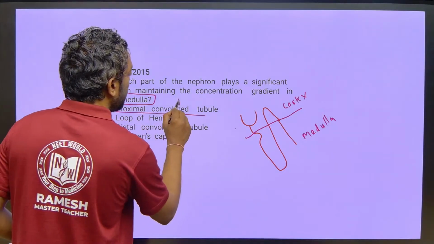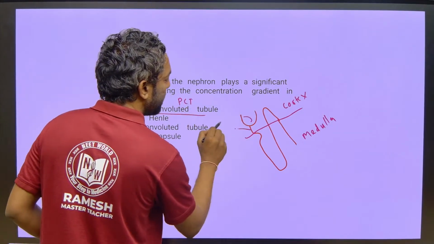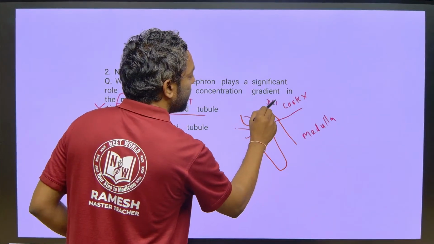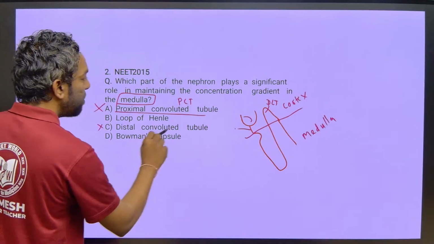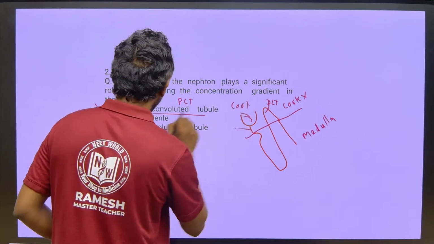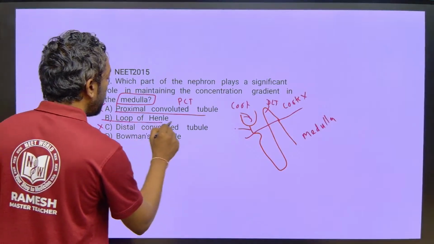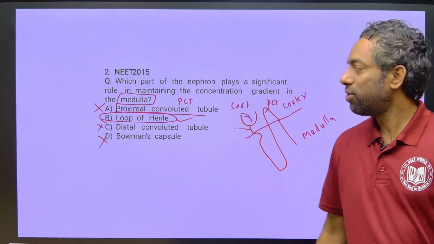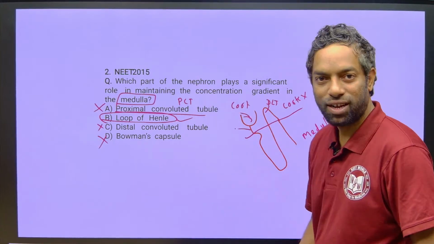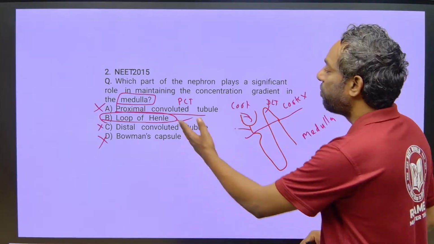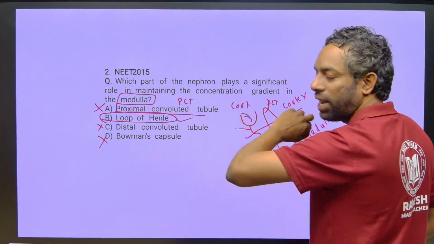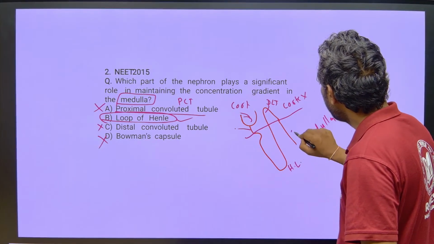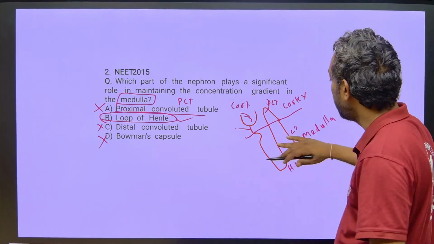PCT is cortex region, so this is wrong. DCT is also cortex region, this is wrong. Bowman's capsule is also cortex region, this is wrong. So, Henle loop is the right answer. This is pure common sense. If you don't know even that, which part of the nephron is in the medulla: loop of Henle and collecting duct, these two parts are medullary.